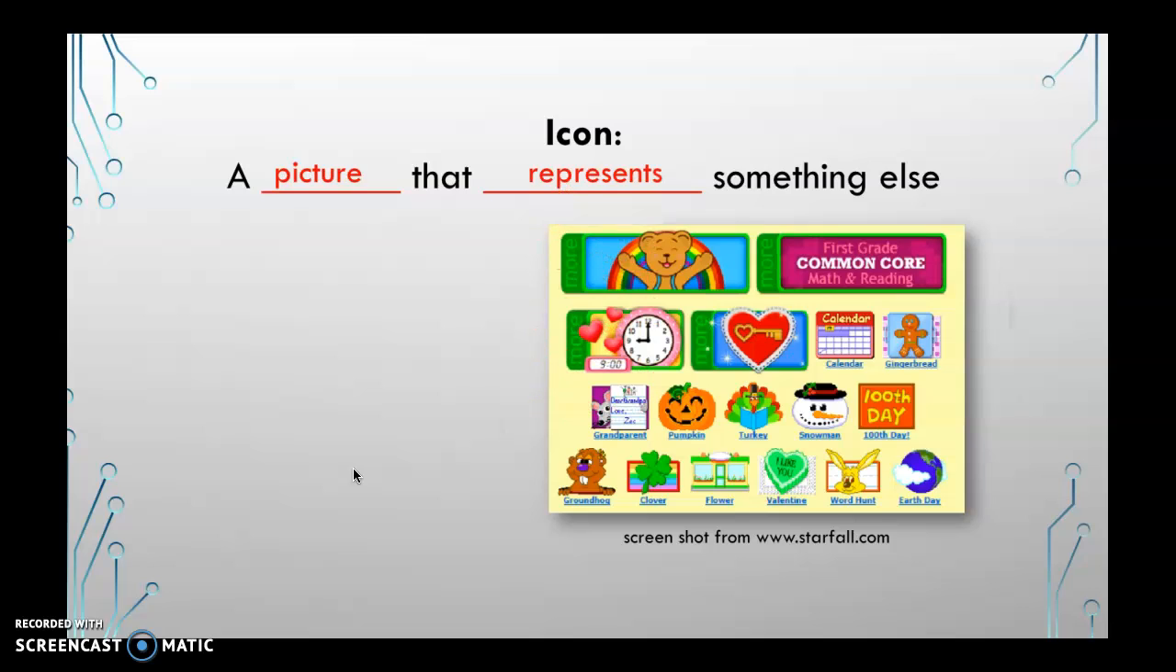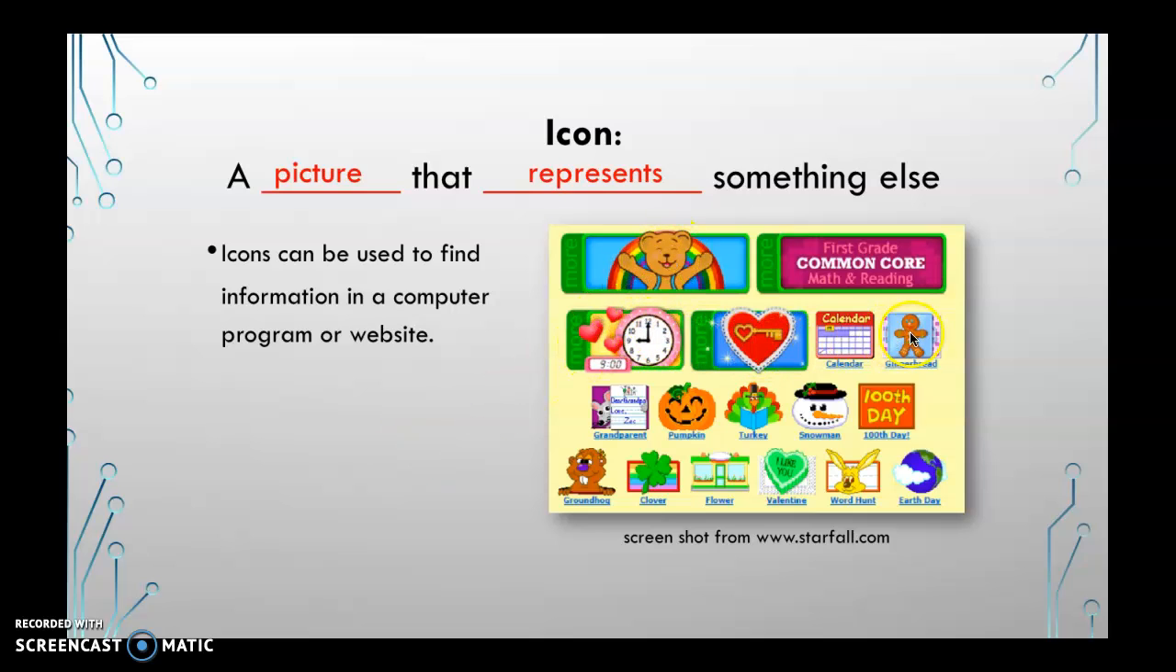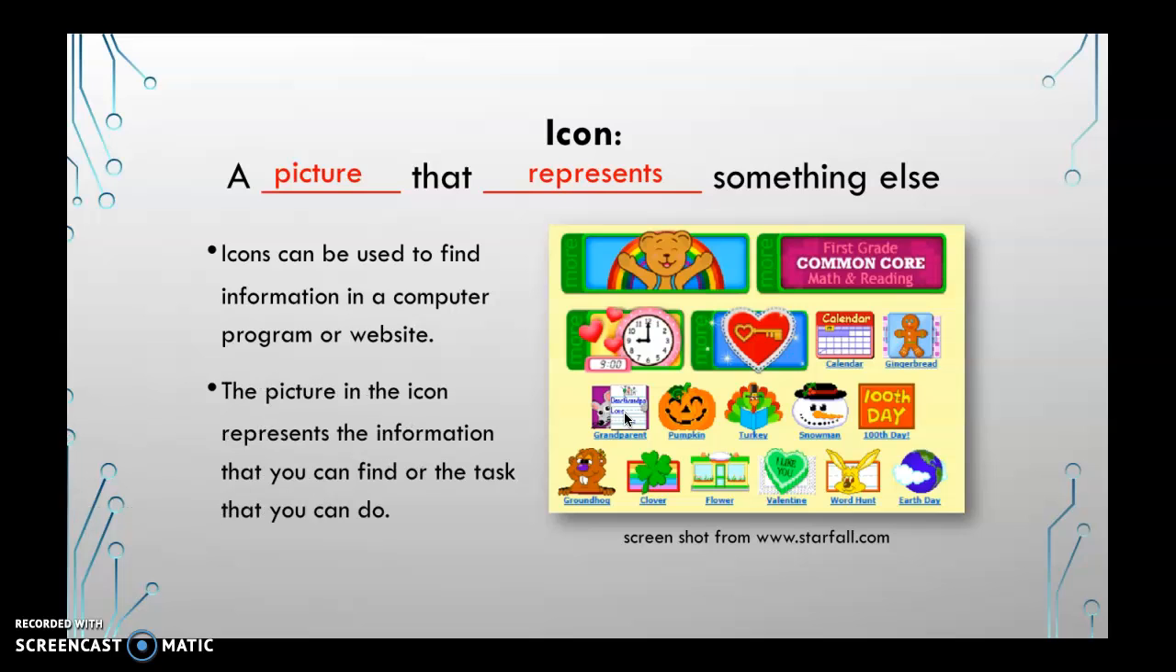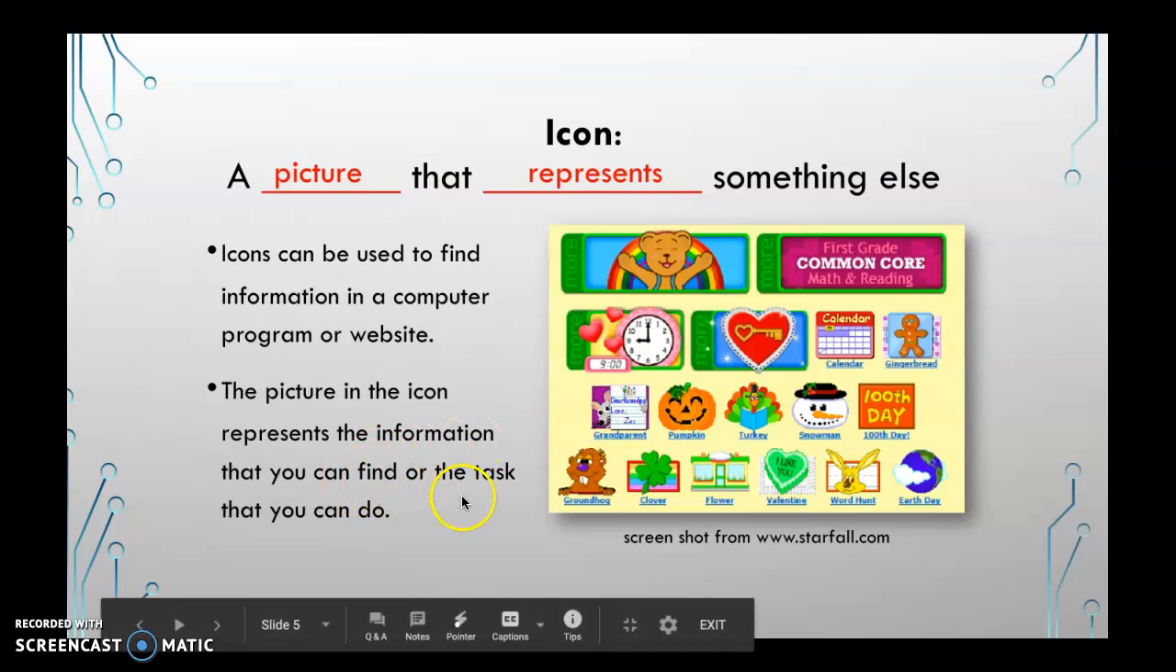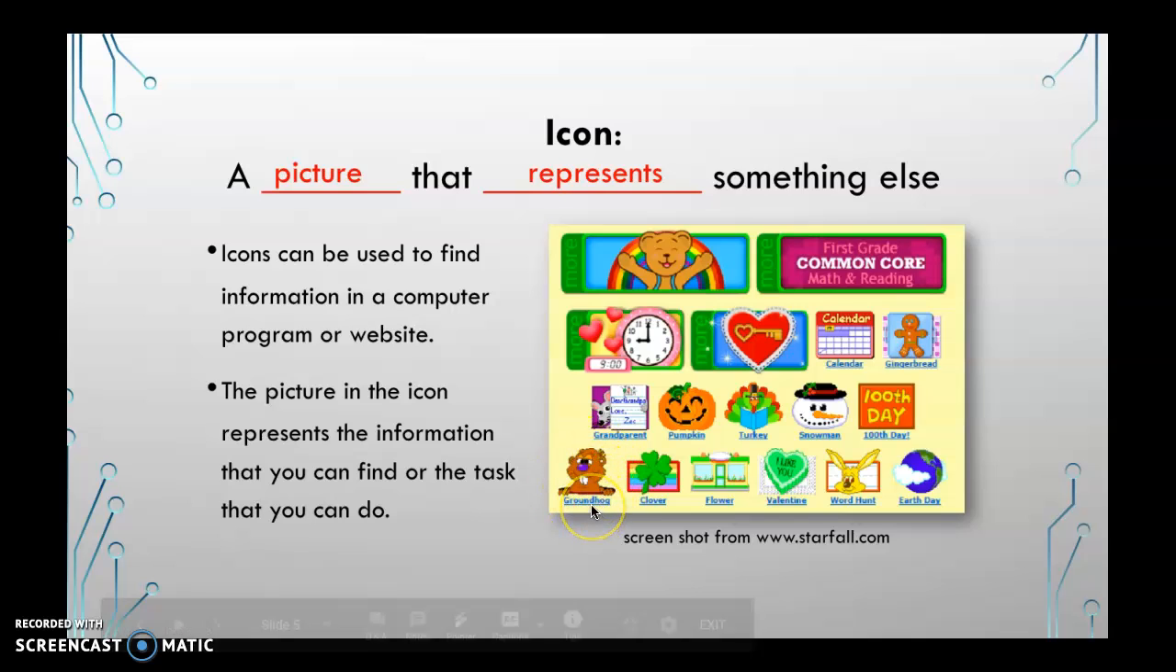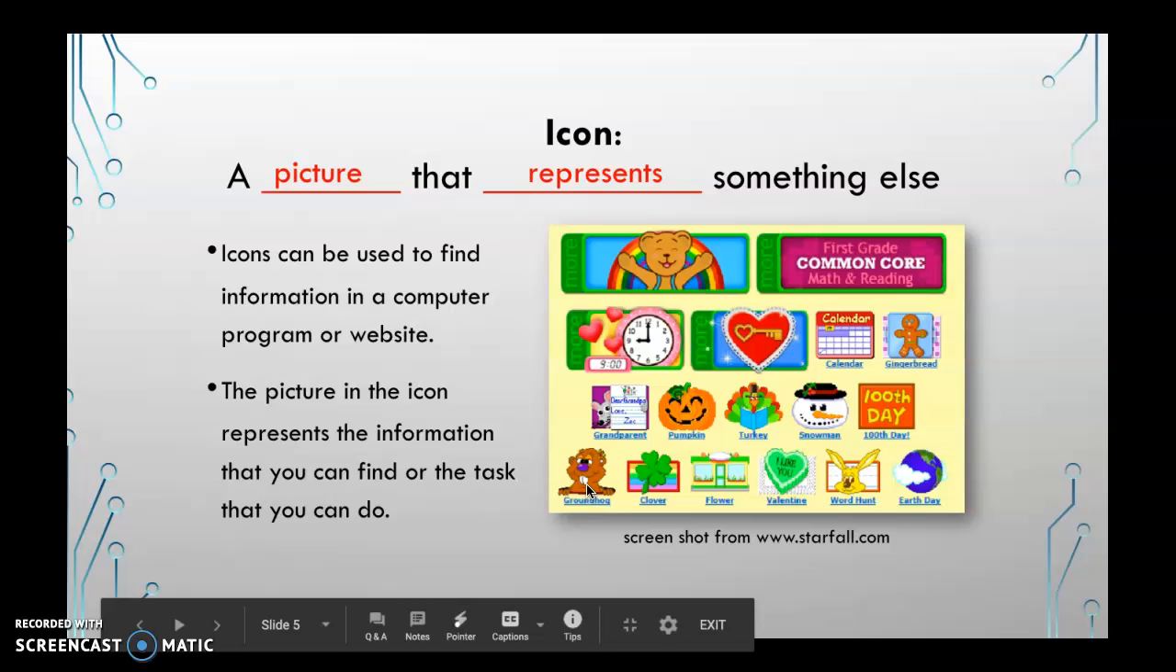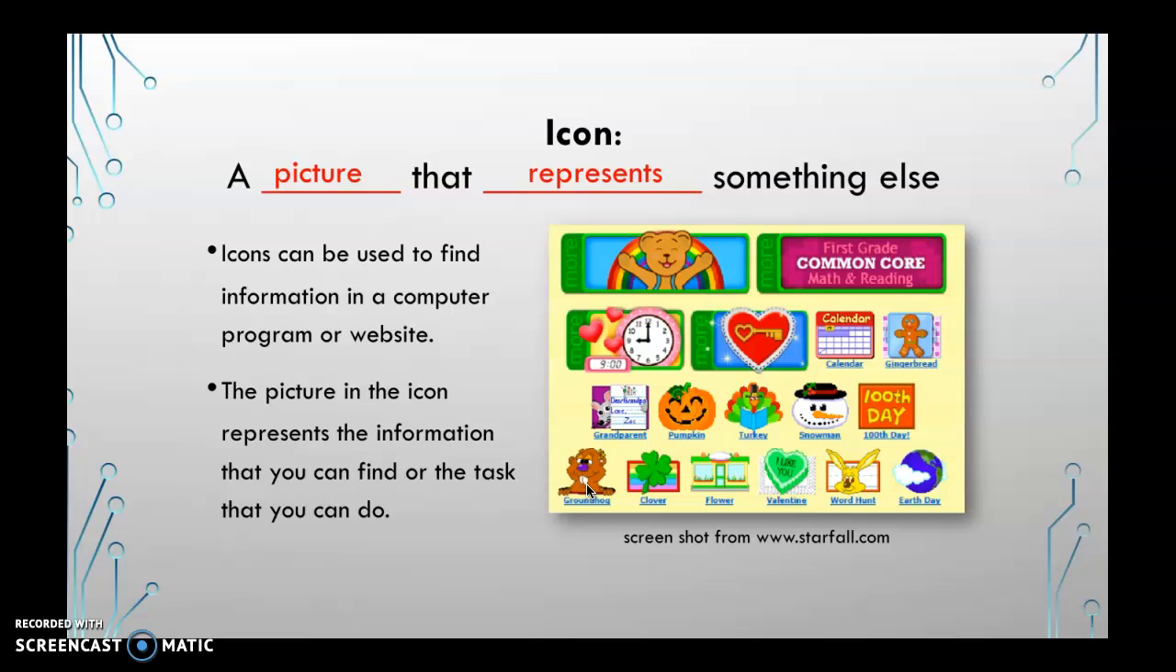An icon is a picture that represents something else. An icon can be used to find information in a computer program or website. So each of these are icons. They are pictures that are used to represent that section of the program. The picture in the icon represents the information that you can find or the task that you can do. For example, if we look at our picture on the right here, we have a picture of a groundhog, and underneath is the word groundhog. So we could find some information about a groundhog, or maybe it's a groundhog game.